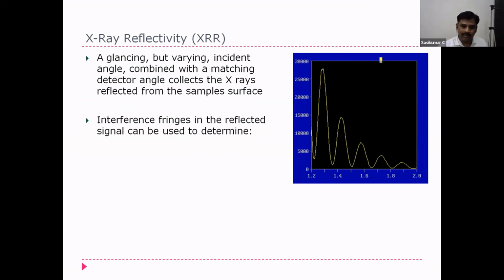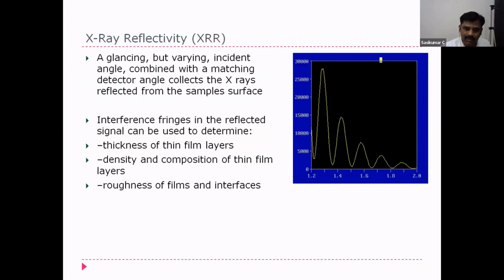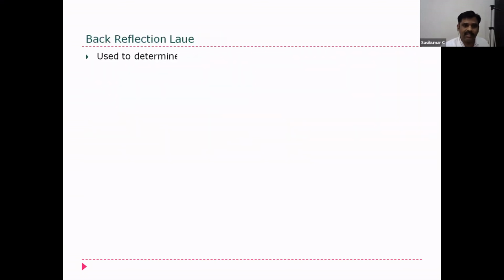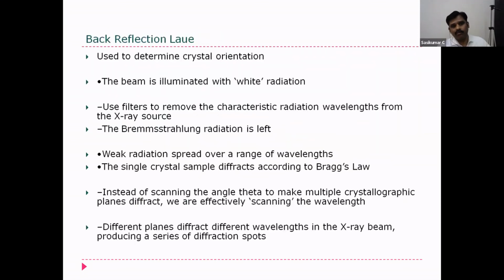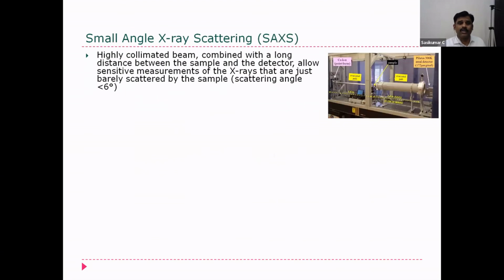And in some cases you can use X-ray reflectivity. Similar to other light waves, X-rays get reflected. This you can use for finding out the coating thickness of some films and the surface roughness of a material, where you can use X-ray reflectivity. And even the back reflection Laue method is also used for some applications.